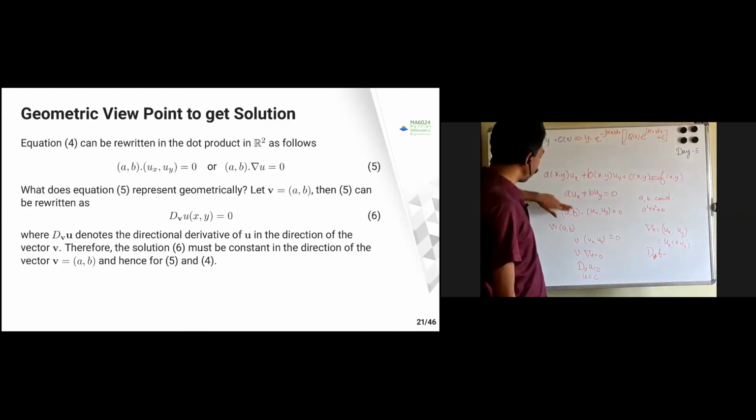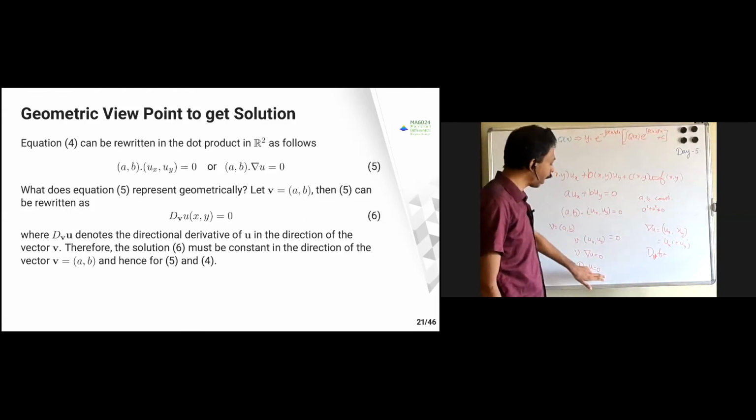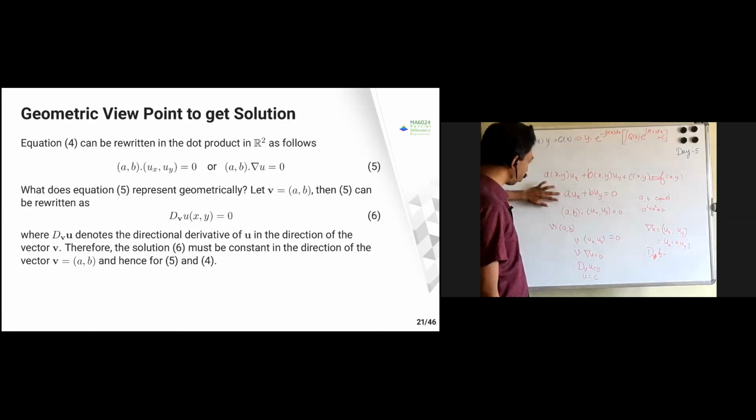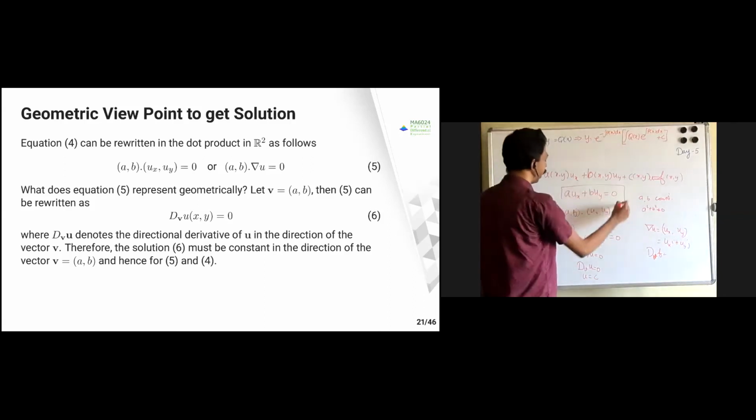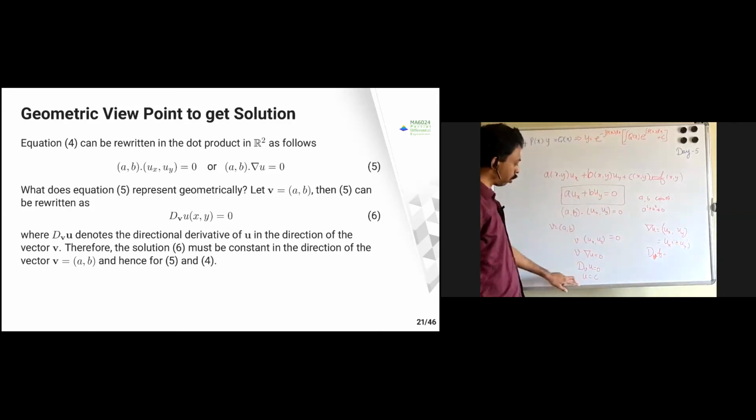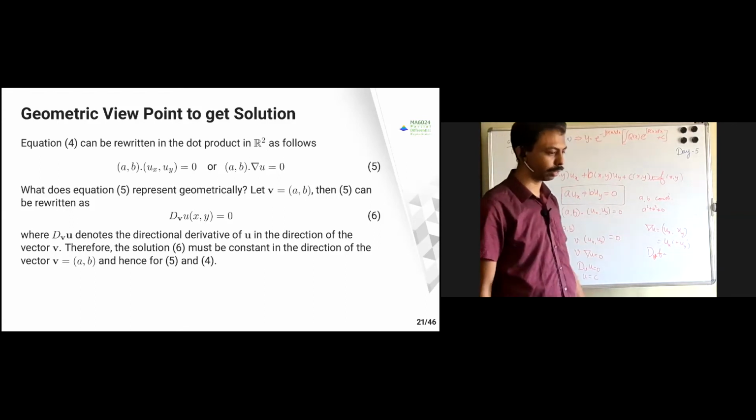So how do I come to this equation? I started from this equation, and then I ended with this one. This is saying that dv of u equal to 0. This and this are the same. So if this is the solution for this one, then it is the solution for this one also. So u equal to c here. U must be constant in the direction of the vector a comma b.